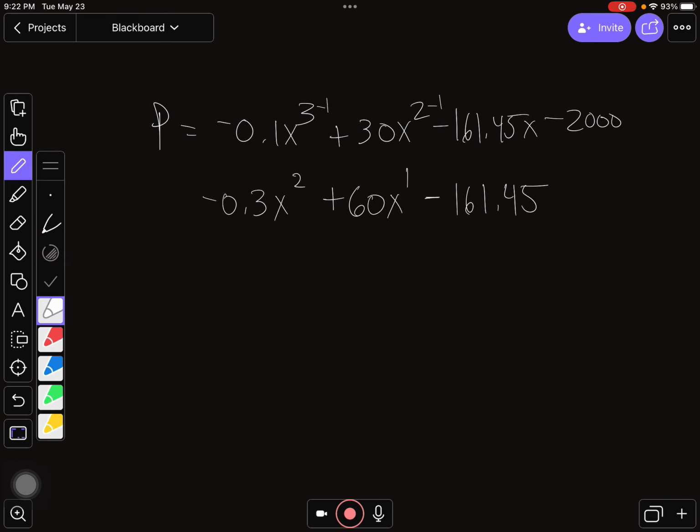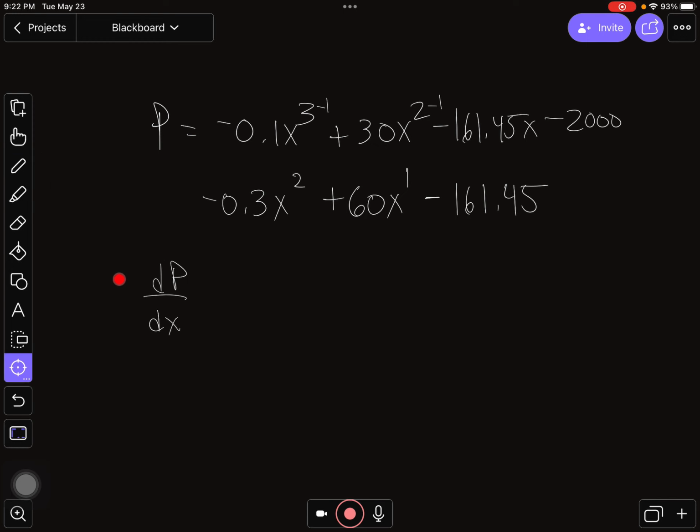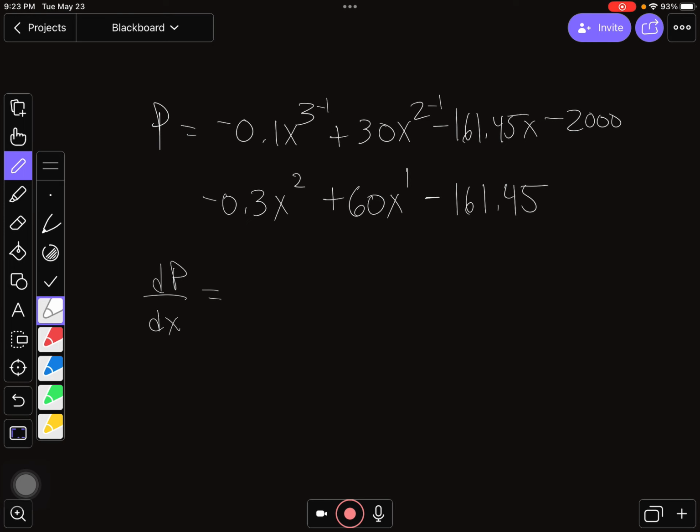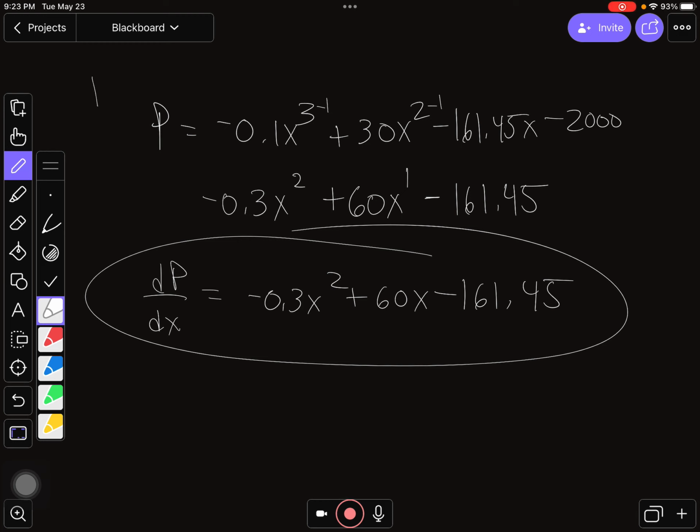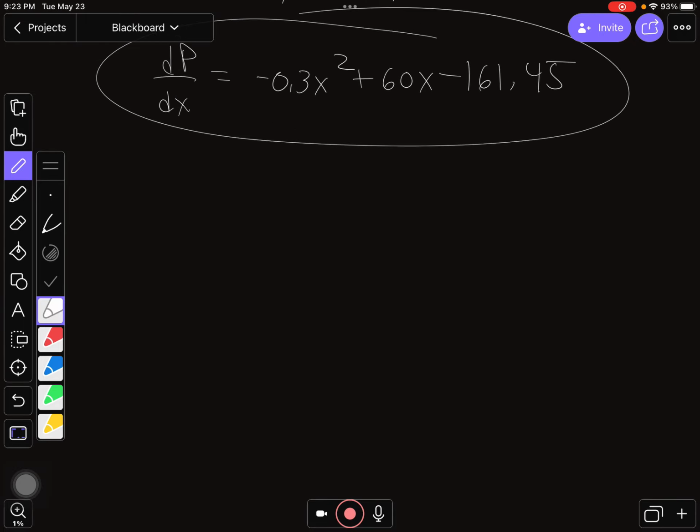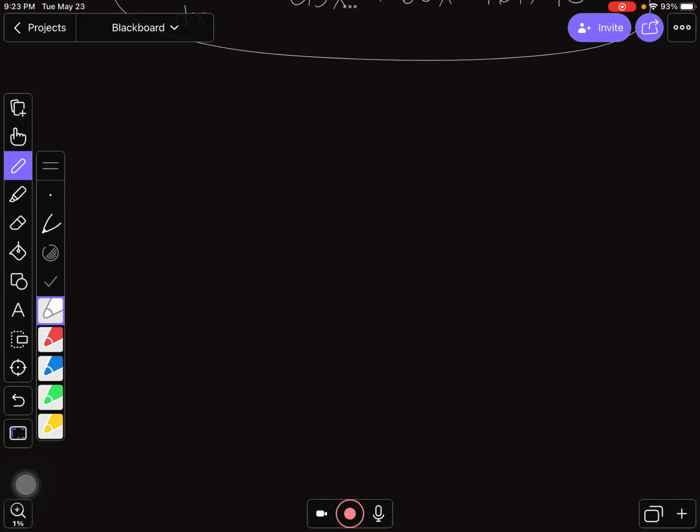So on problem 11, where it says dp dx, whenever you see this right here, this is another way to write derivative. So this is the derivative equals, and then you have your box. In your box, you're going to put negative 0.3 x squared plus 60x minus 161.45, and that's your answer for problem 11. That's all there is to it. You just take the derivative. So it's that right there. It's good.